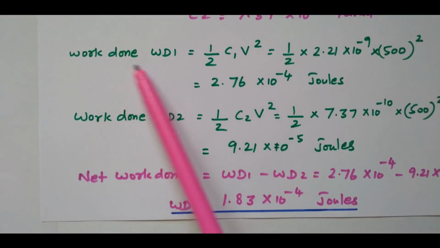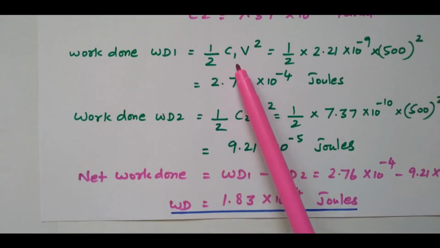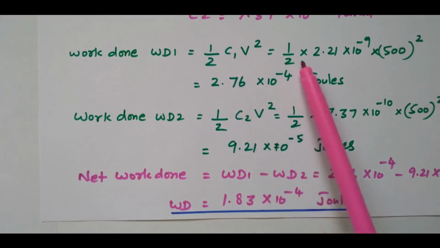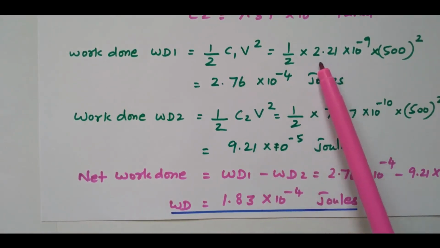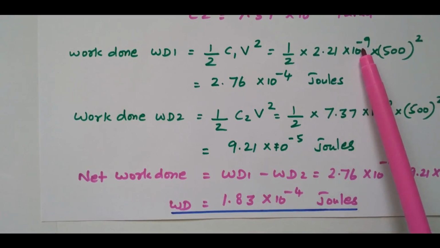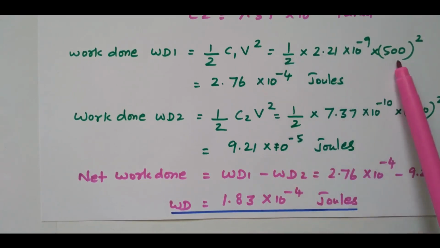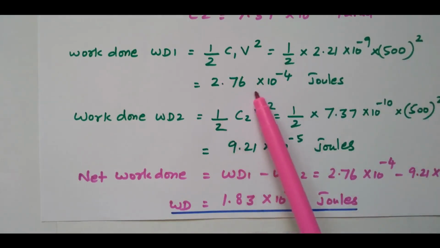So the work done WD1 equal to half C1 V square. Voltage is common, only C1 is there. So half into C1 we calculated, 2.21 into 10 to the power minus 9. The voltage is 500 volt, 500 square. That is equal to, by simplifying this, 2.76 into 10 to the power minus 4 joule.